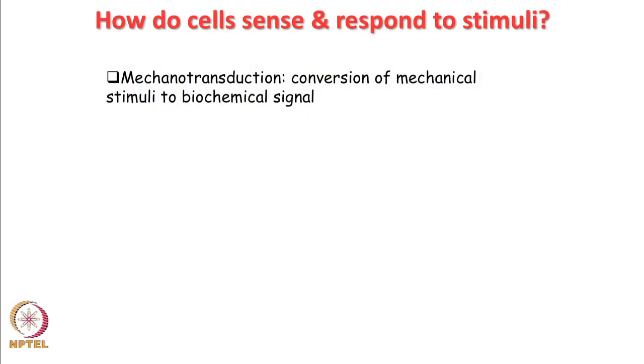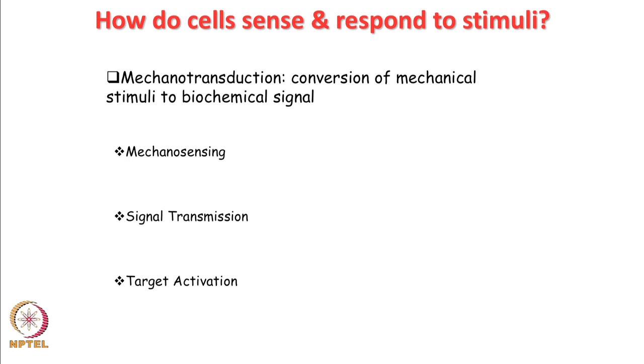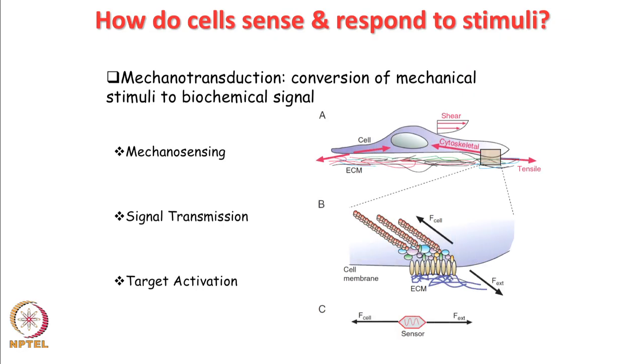We can touch, we can feel, we can see, we can breathe, so on and so forth. How does the cell react to events in its surroundings in vivo? The answer lies in this process of mechanotransduction, where it converts mechanical stimuli to biochemical signals. There are three parts to this: one is the sensing part, one is the transmission part, and the target activation part.